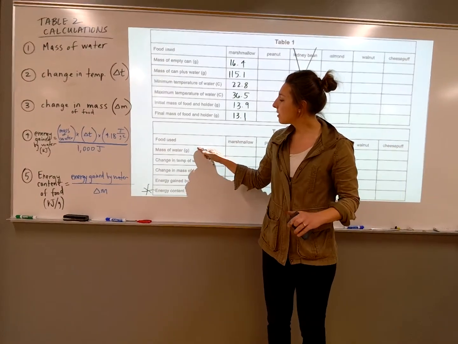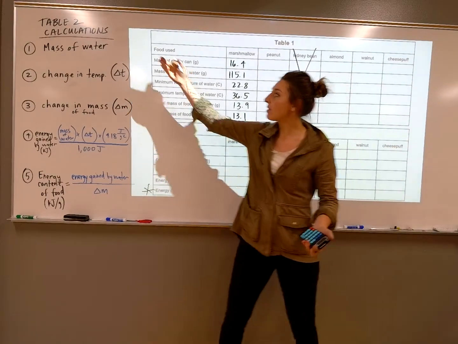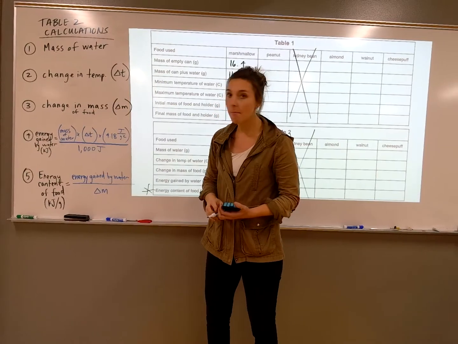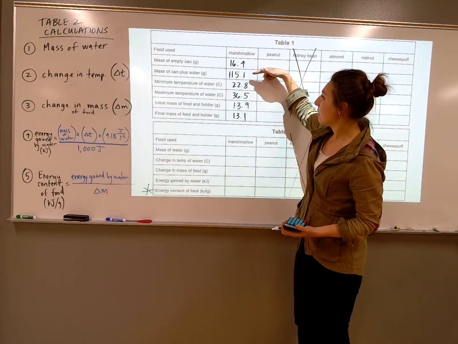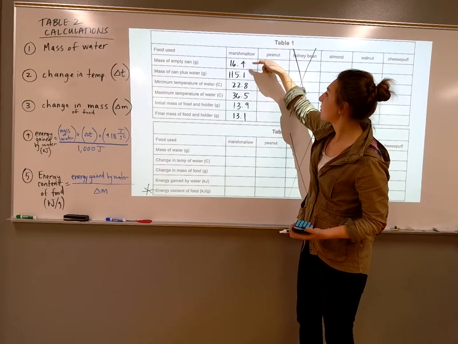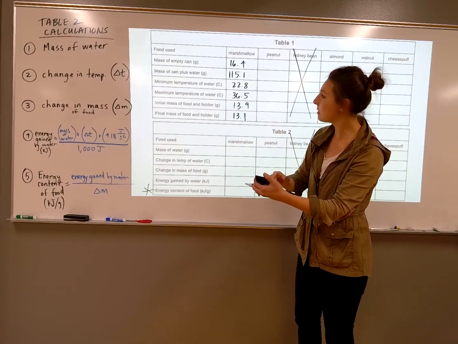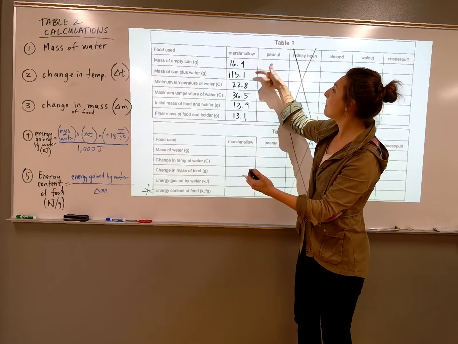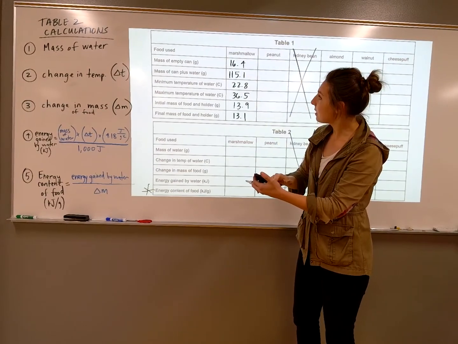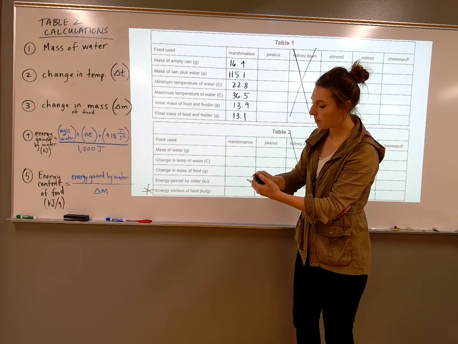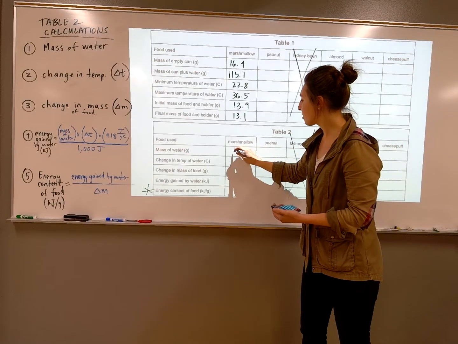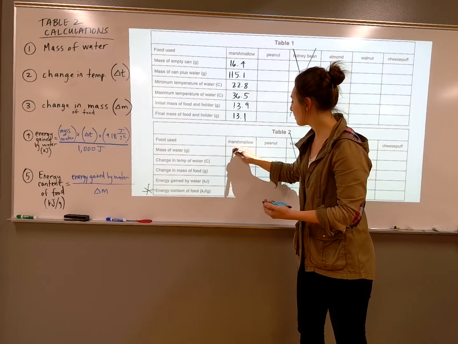So first in table 2, we need to figure out the mass of the water. How are you going to find the mass of the water? Well, we're going to take the mass of the can plus water minus the mass of the empty can. So in this case, I'm going to take 115.1 minus 16.4, and the mass of the water for the marshmallow trial is 98.7.